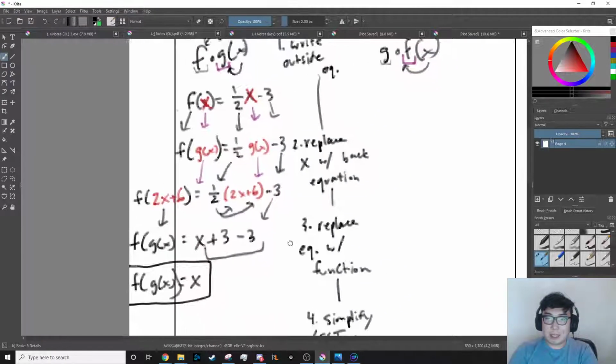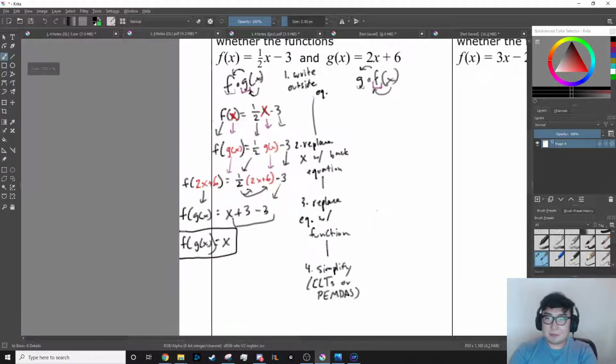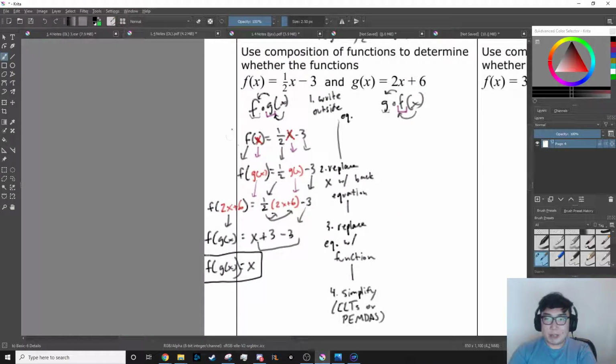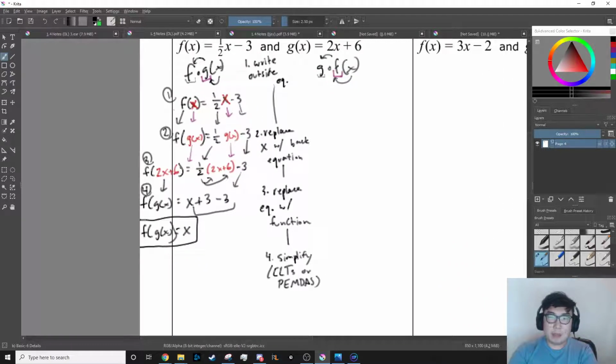So if I went back and labeled my steps, this would be step 1 right here. Then this would be step 2. This is step 3. And then this is step 4. Not too bad, right?